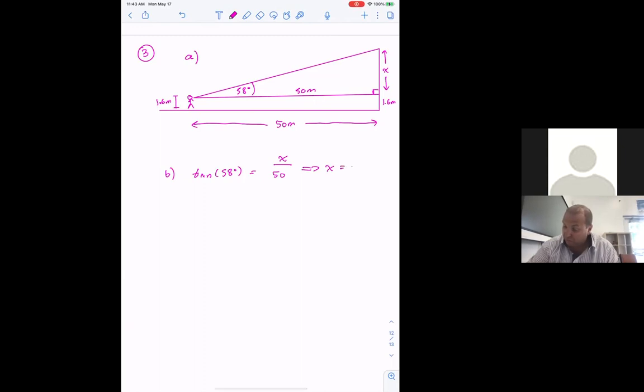That's 80.0167. But I want the height of the cliff. The height of the cliff is not X. The height of the cliff is X plus 1.6. So I'm going to add 1.6 to that and then take that to 3 sig figs. I get 81.6 and one of my units, meters.